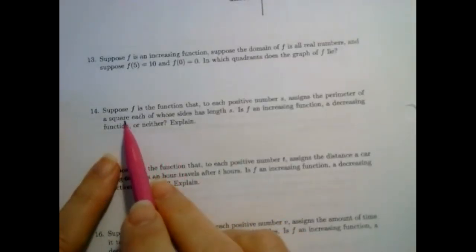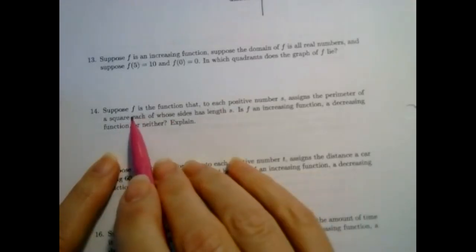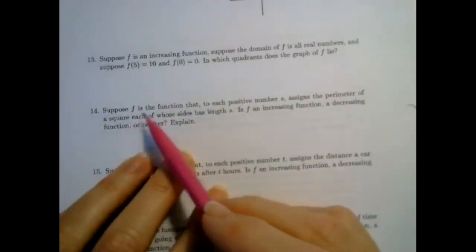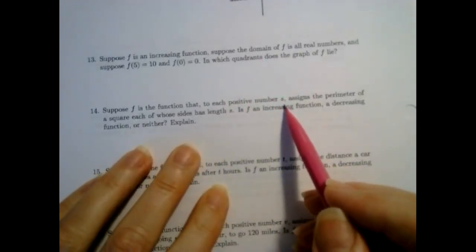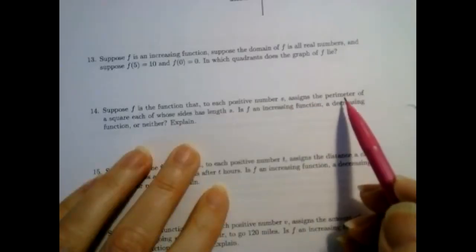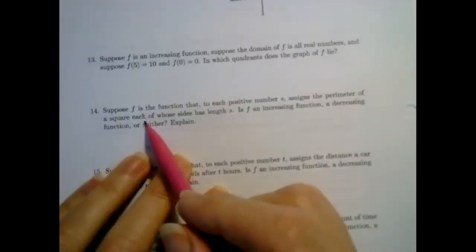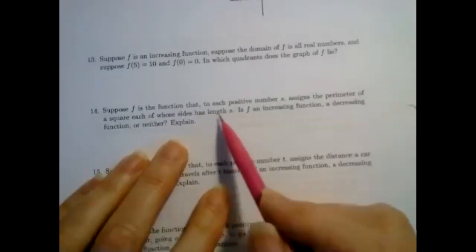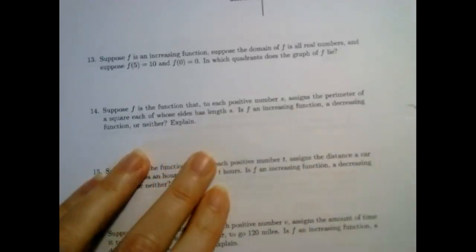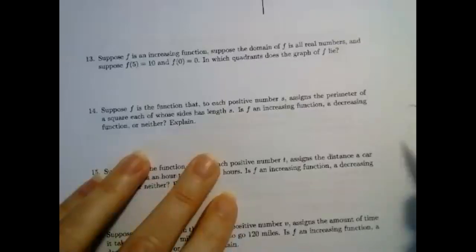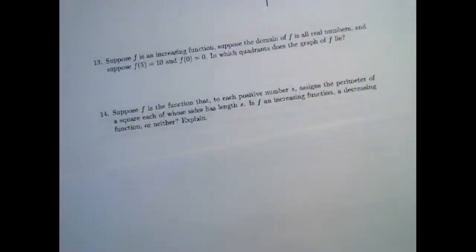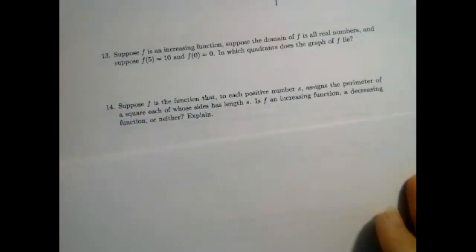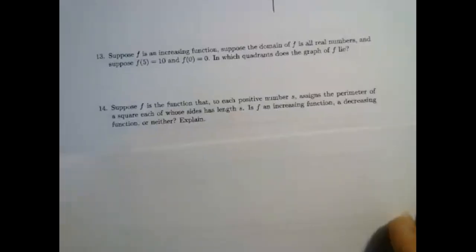So 14, I read it and we have to understand it. Suppose f is the function that to each positive number s assigns the perimeter of a square, each of whose sides has length s. Is f increasing, decreasing, neither, whatever, explain. All right. So this is the problem. Step number one, we have to understand what this function they are talking about is. And then once we do that, we answer the question.